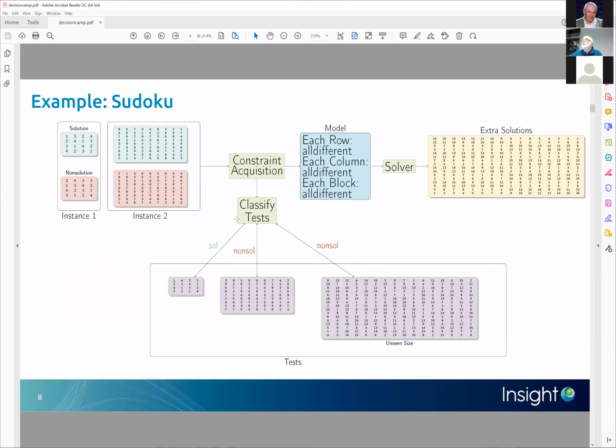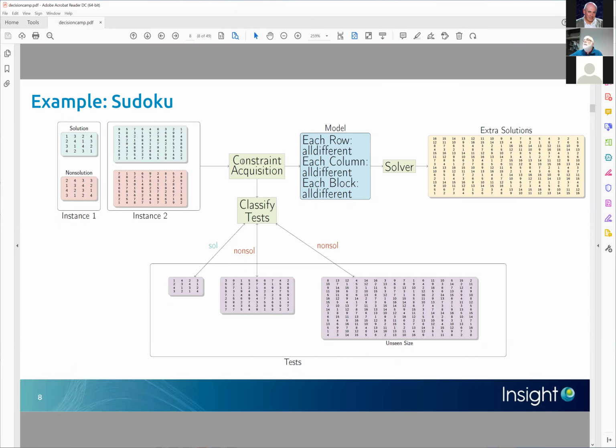And what you would do is you feed that into the constraint acquisition tool, and this comes up with a model, and it says, well, every row must be all different. The values must be different from each other pairwise, and for every column and for every block. So that would be the model that you generate. You pass this to a solver, and you can create a new solution, an extra solution. And that is actually the use case that you would normally have in practice.